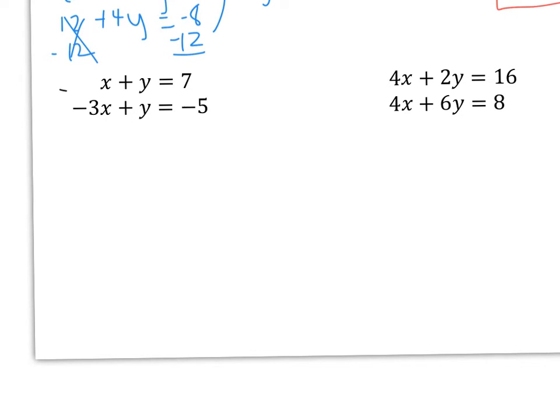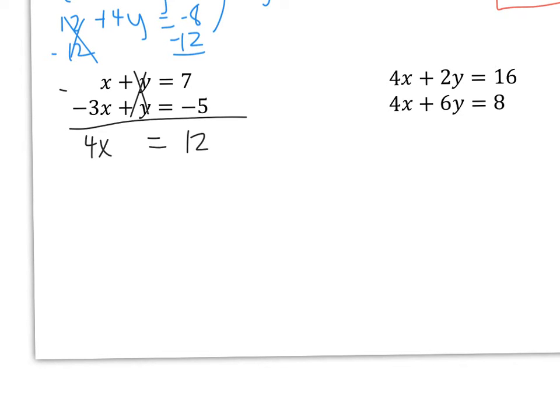So I'm going to subtract this entire second equation. So I have x minus negative 3x, that will give me a plus, so that's 4x. Now I have y minus y, which means those cancel out. Then I have 7 minus negative 5, and 7 minus negative 5 is really plus, equals 12.